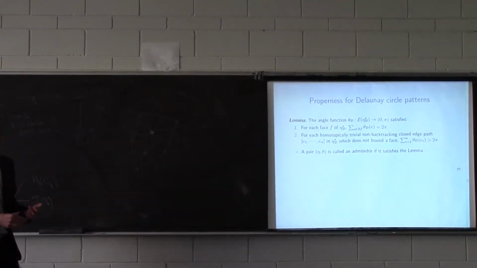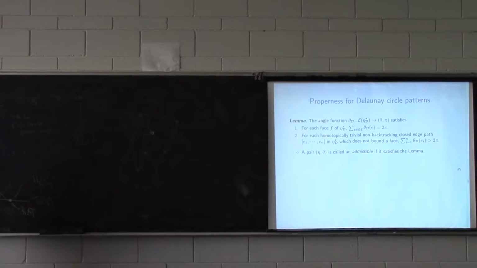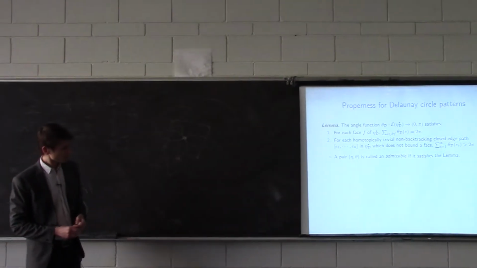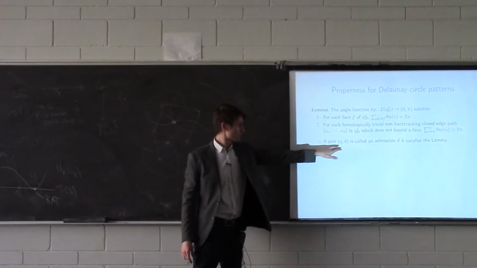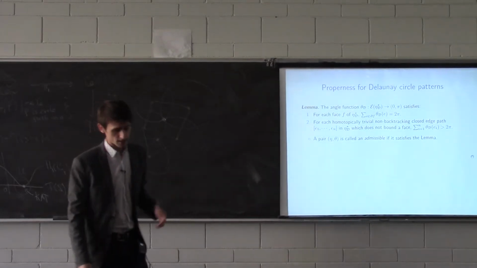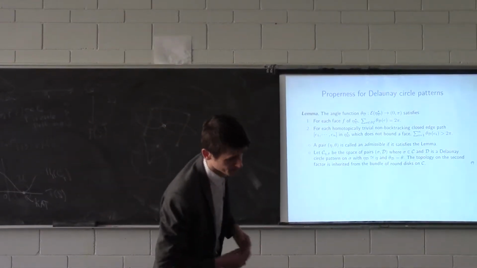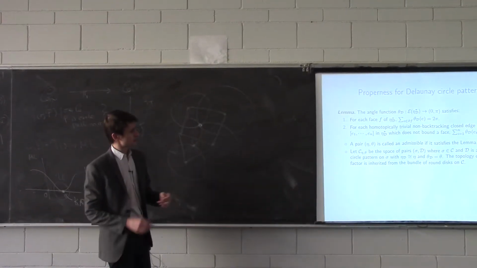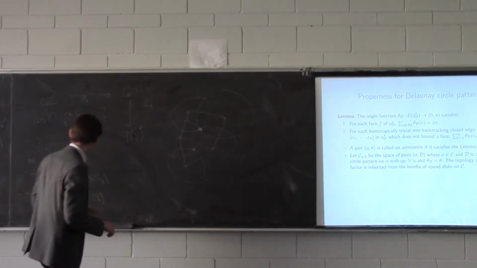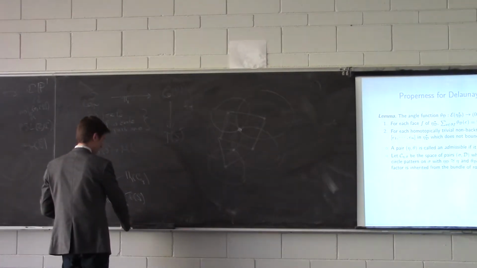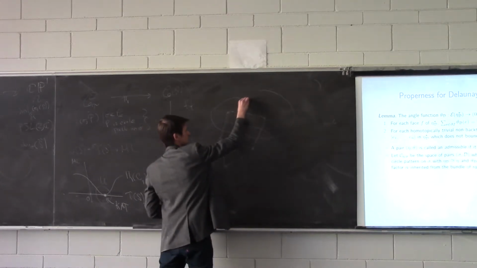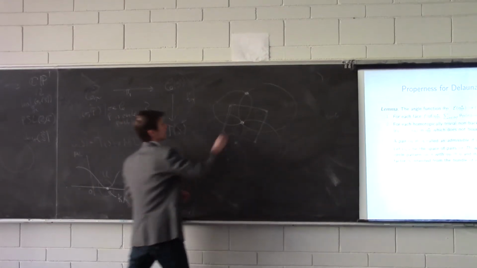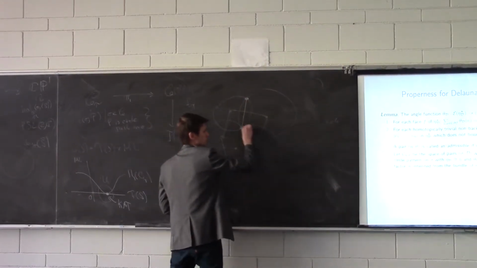Now you may ask yourself, can we always find a Delaunay circle pattern with those properties, with that angle function and that original cell decomposition? So eta is the graph that connects these vertices. It's a topological, combinatorial cell decomposition, just like before.